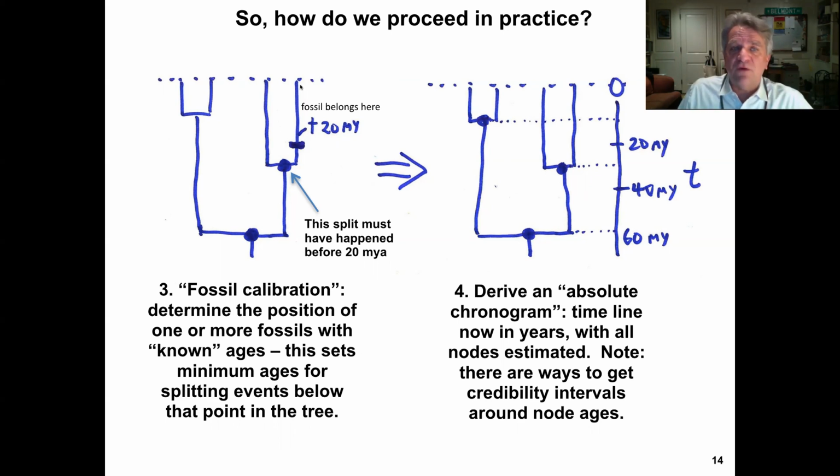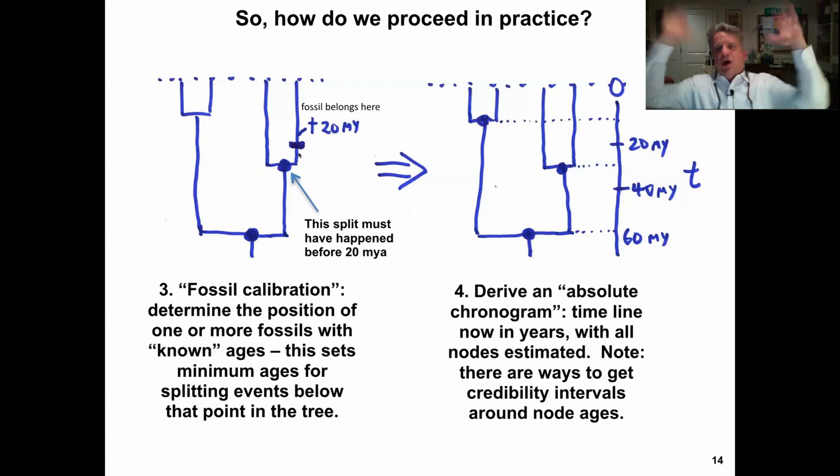Regardless, let's say we're very confident this fossil belongs to lineage B and it's 20 million years old. If we know that we've sampled well taxonomically that lineages A and B are sister lineages, and the oldest fossil of lineage B is 20 million years, then this split between A and B must have happened sometime before 20 million years ago.